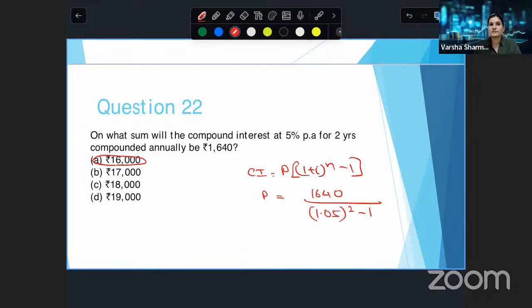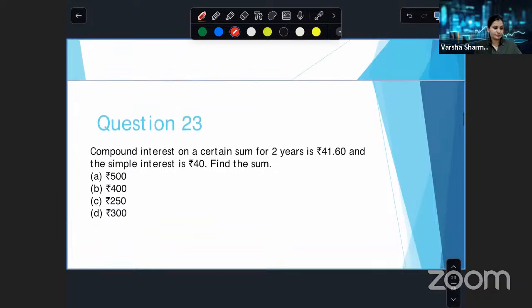Any problem? 23. Compound interest on a certain sum for 2 years is 41.60, and the simple interest is 40 rupees. Then we have to find out the sum. See, for the first year, if the simple interest is rupees 40, and for the second year, it is more. Why? Because you have calculated interest on the first year's interest also. That means the difference 1.60. See, 40 rupees should have been there.